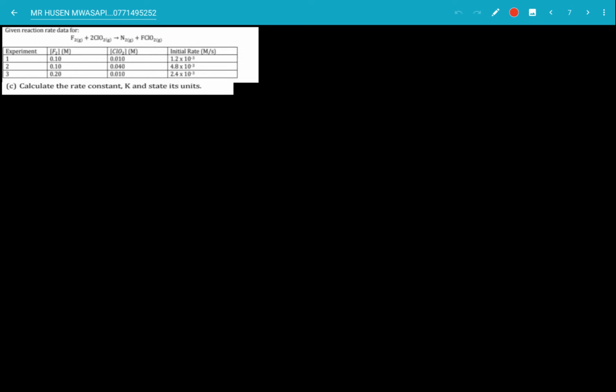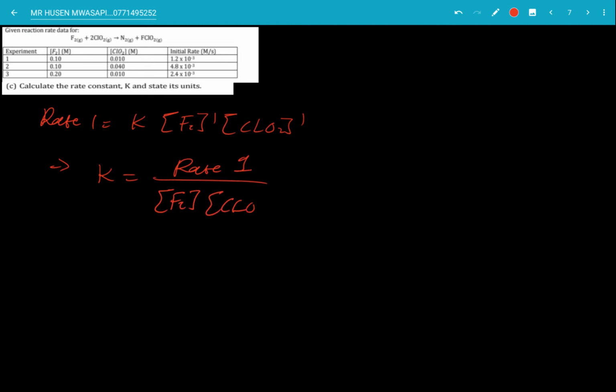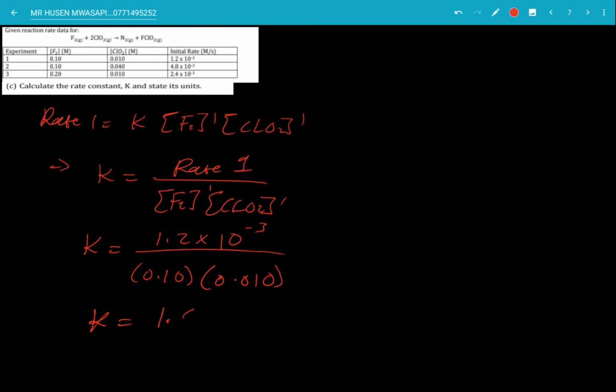C says, calculate the rate constant k and state its units. Okay, so we have to pick any rate that we are interested in. Let's just pick rate 1 to avoid wasting time. So rate 1 is equal to k, concentration of F2 to the first order, ClO2 to the first order. If you make k the subject of your formula, you end up having k being equal to rate 1 over F2 and ClO2. So k is equal to 1.2 times 10 to the minus 3 over concentrations 0.10 here, and the other side 0.100. If you compute this, you end up having k being equal to 1.2.